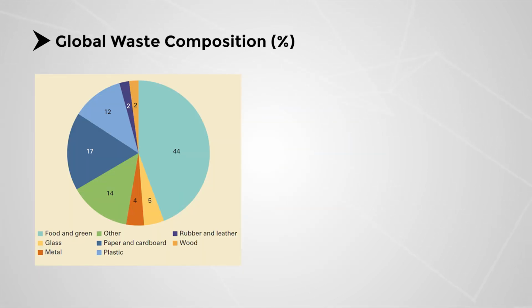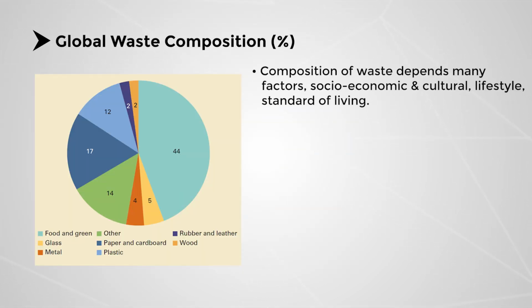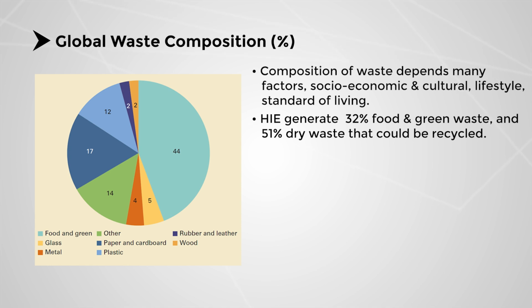Waste composition at global level. As far as the composition is concerned, it is defined by different factors like socio-economic conditions, standard of living, changing consumption pattern, lifestyle, and on the basis of these factors, we can say that high income economies generate 32% food and green waste and 51% dry waste that can be recycled.